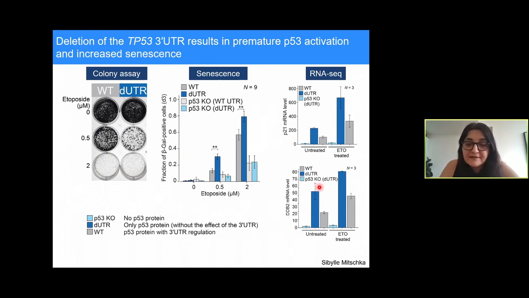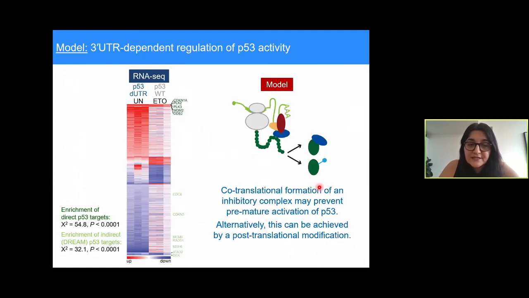If we interpret this, the 3' UTR, when it's present, prevents premature activation of P53. Not only these two target genes are affected, but basically we see a massive enrichment of known P53 target genes in the cells that show premature activation of P53. So our working model right now is that the 3' UTR recruits a factor that then forms an inhibitory complex with newly made P53. This inhibitory complex makes sure that P53 does not get activated without any stress. Of course, this factor could be an enzyme that then adds a post-translational modification to P53. And currently, we are in the process of identifying this factor.